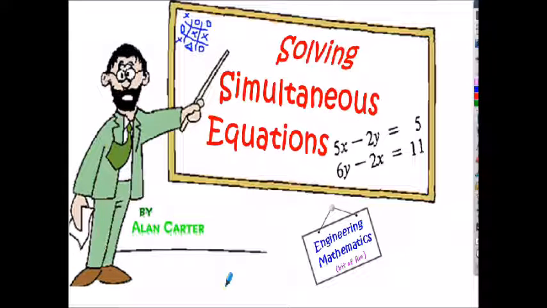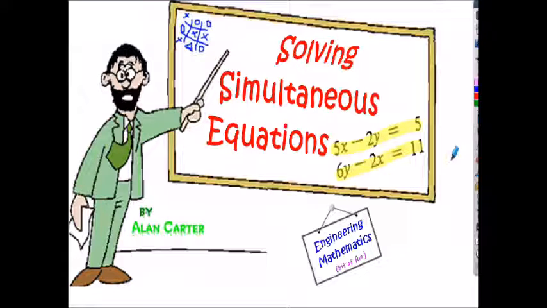Hello and welcome to this presentation on solving simultaneous equations. In this presentation we'll be looking at solving equations such as 5x minus 2y is equal to 5 and 6y minus 2x is equal to 11. In other words, there are two unknowns, x and y, in these equations.